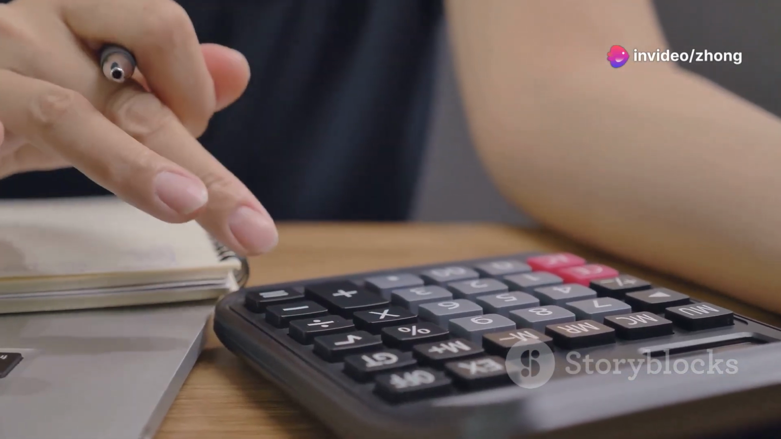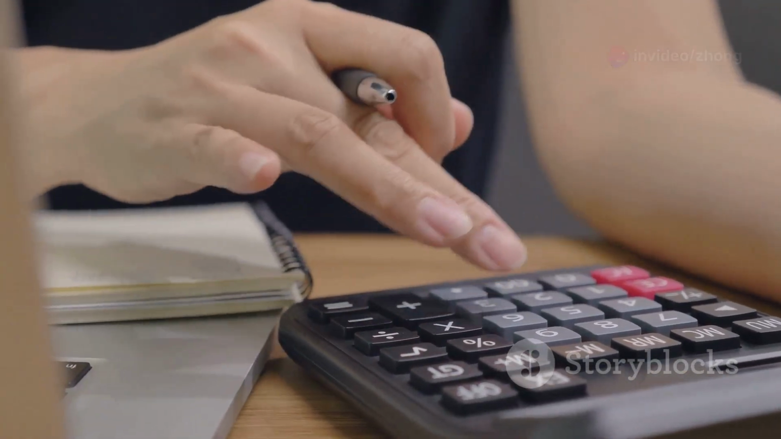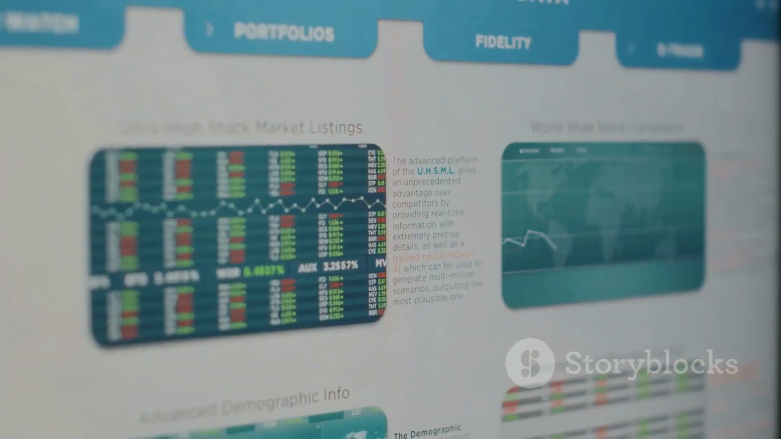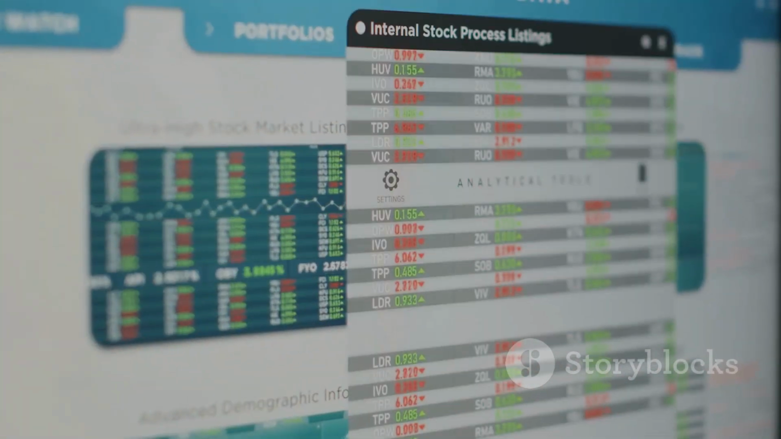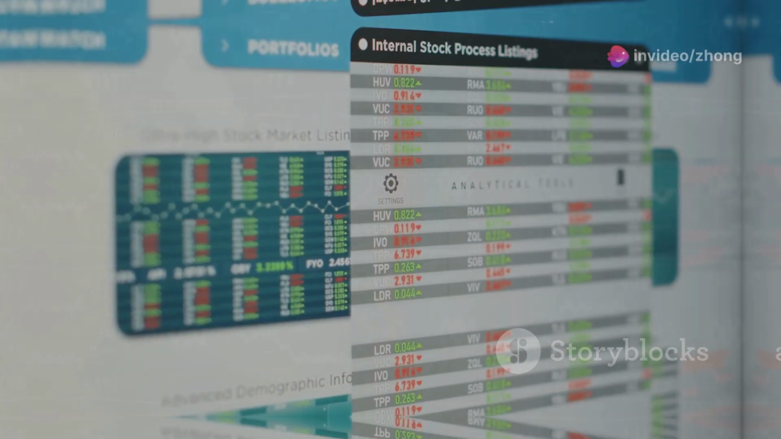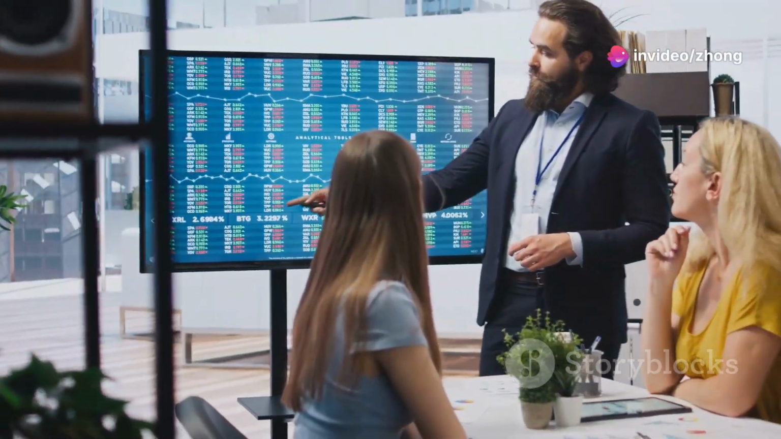Calculating the PE ratio is easier than you might think. It's simple division. You take the current market price per share of a company's stock and divide it by its earnings per share, EPS. Here's the formula. Let's break it down with an example.